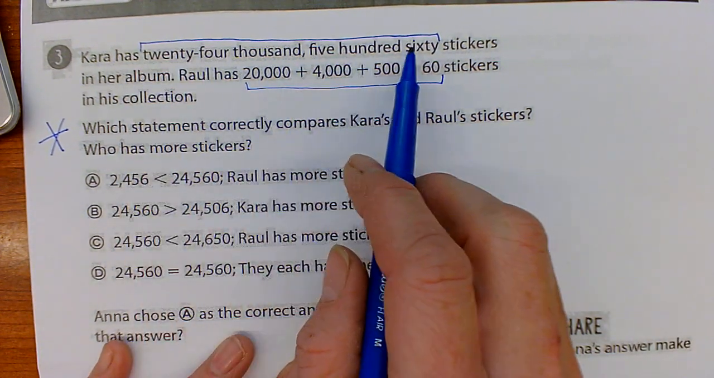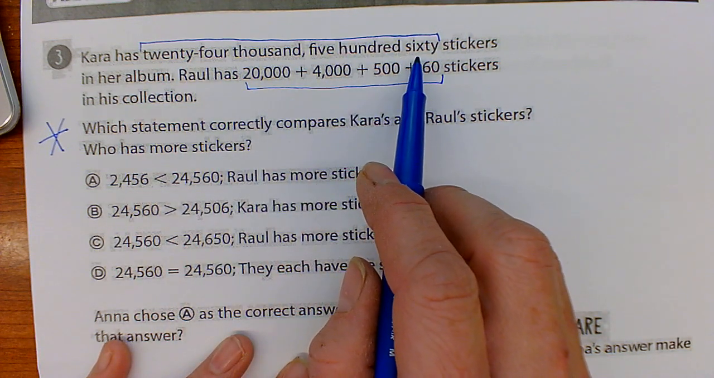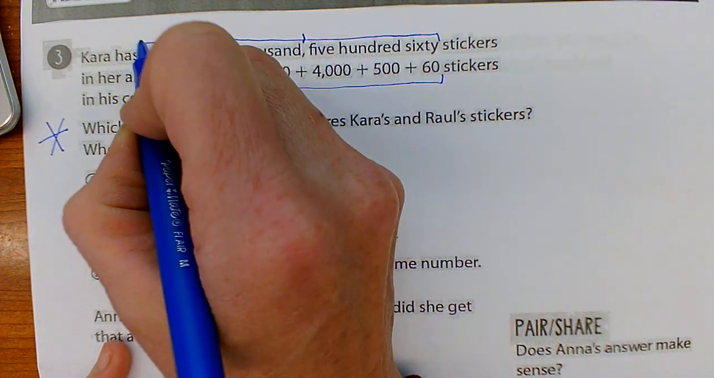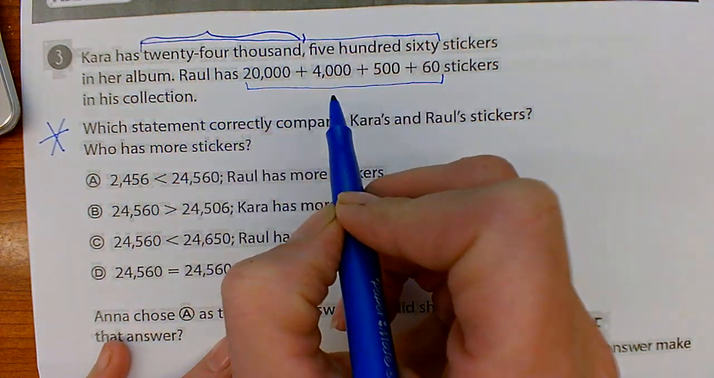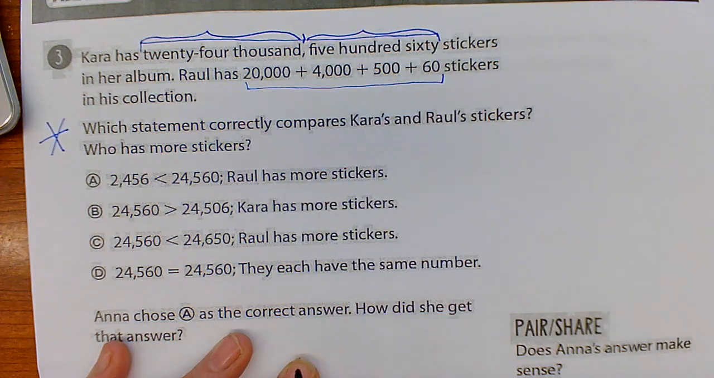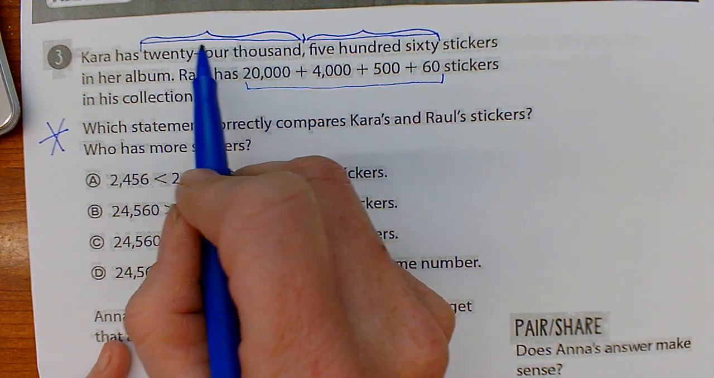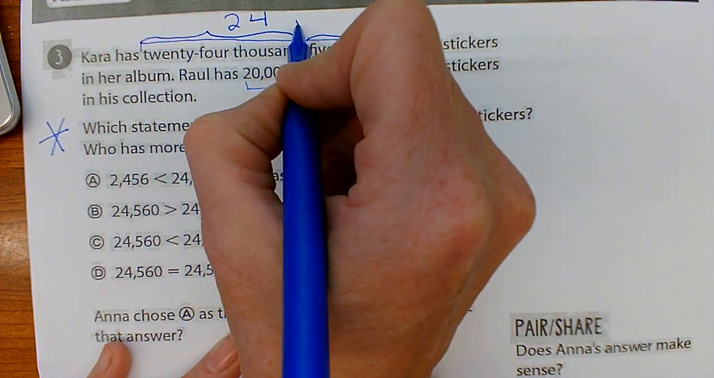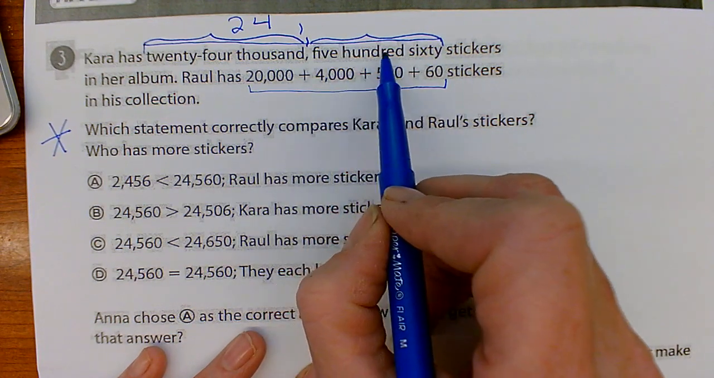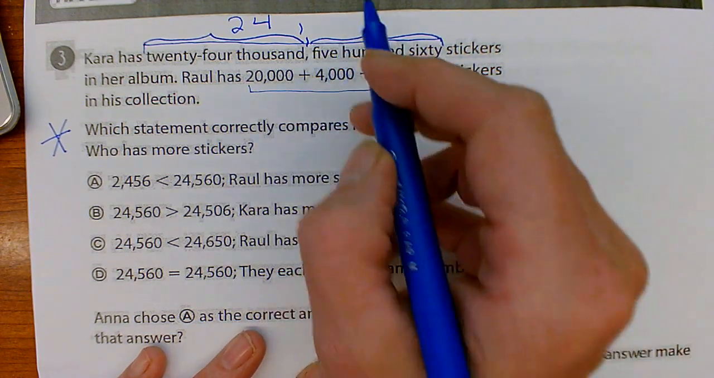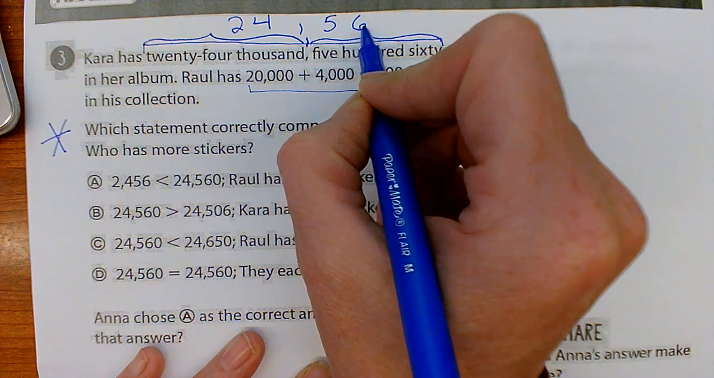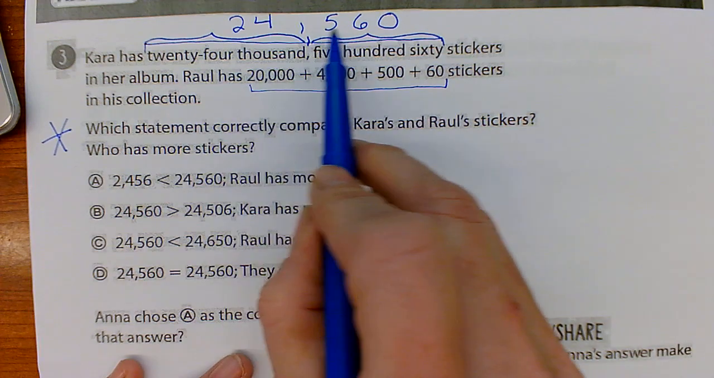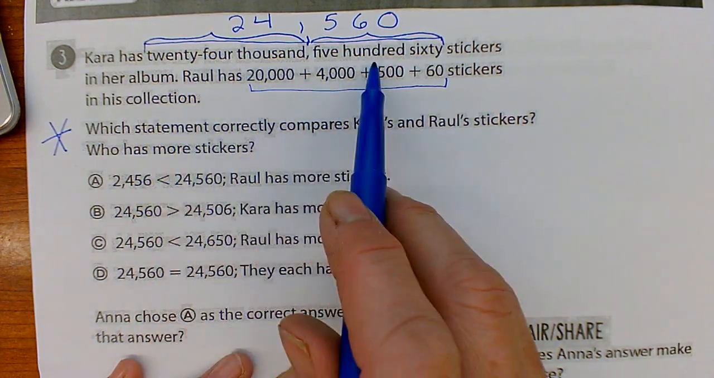So if I want to take this one, what we have to remember is where our comma is and that we are dealing with our thousands period and we are dealing with our ones period. So for my thousands period, I have 24,000. So that's just going to be 24,000. And then here it says 560 stickers. So 560. And that's it, 24,560. After I write it, I always make sure to read it once to make sure that it really does match.